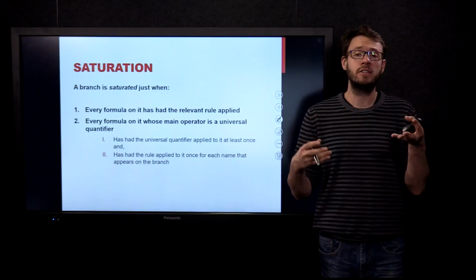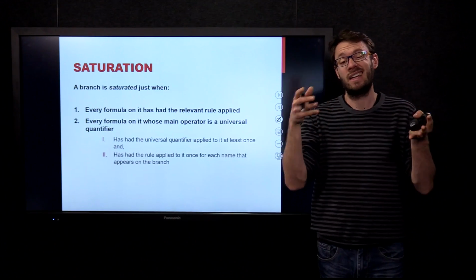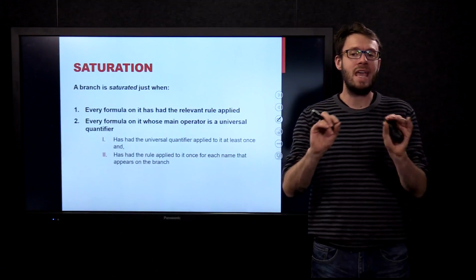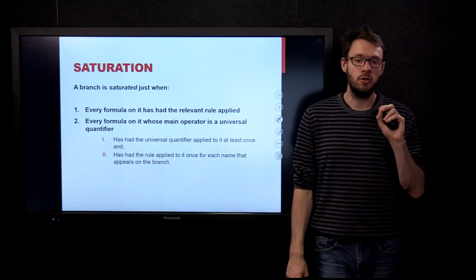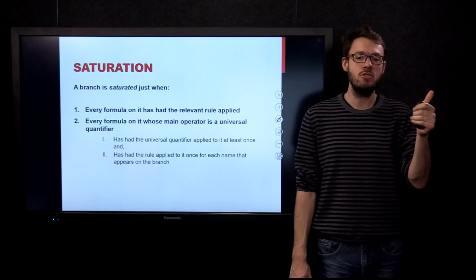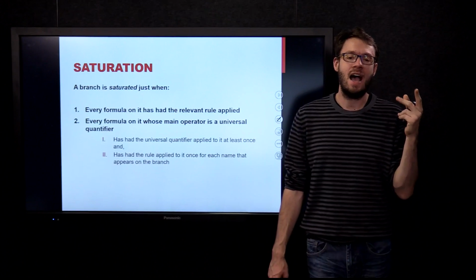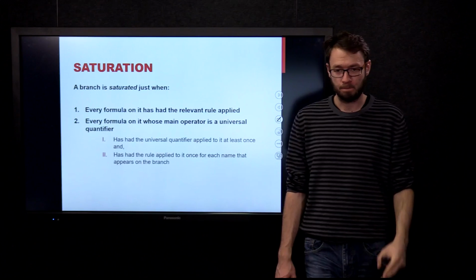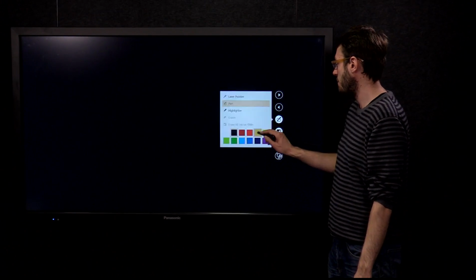So that's like our old condition from the propositional logic tree system, namely that everything that can have a rule applied to it has had a rule applied to it. So we sort of keep that clause, but now we add in a unique clause for the universal quantifier. Every formula on it whose main operator is a universal quantifier, 1, has had the universal quantifier applied to it at least once, and 2, has had the rule applied to it once for each name that appears on that branch. Okay? So the easiest way to see how saturation works is to look at a particular example.